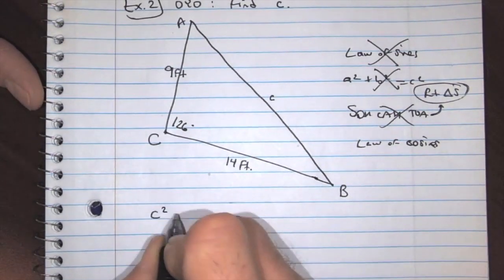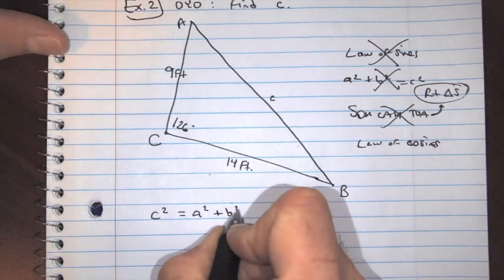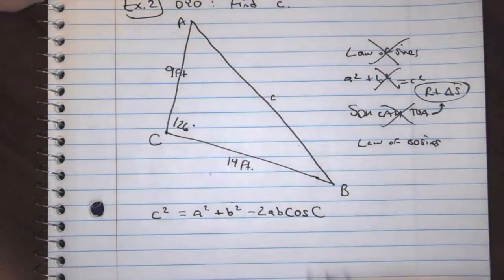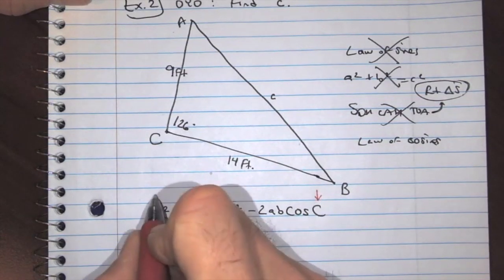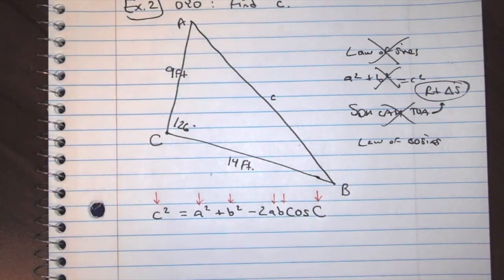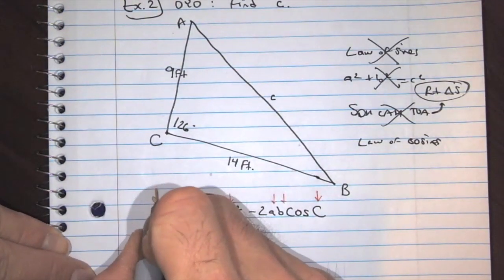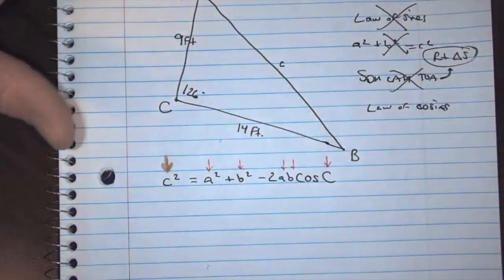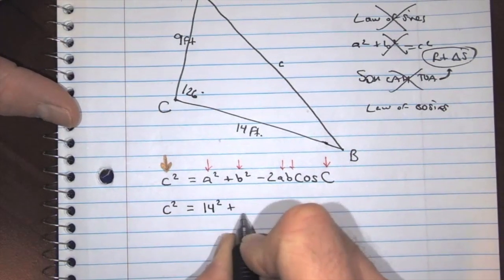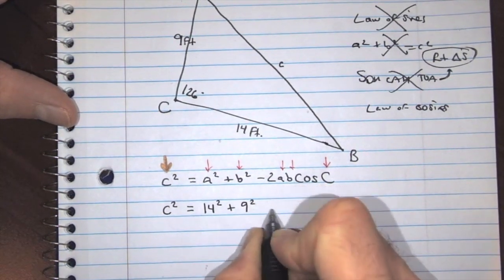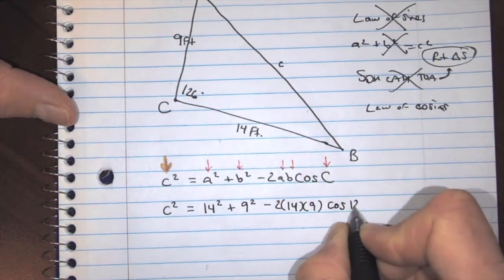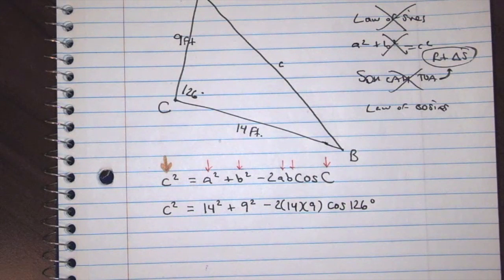Folks, I believe we're going to use this equation: c squared equals a squared plus b squared minus 2ab cosine of big C. Because I'm noticing that we have a big C. We're trying to find a little c, and I've got a little a, and I've got a little b. So I've got everything we need except this one. So, here we go. C squared equals a, where are you, a? 14 squared plus little b squared, where are you, b? 9 squared minus 2 times 14 times 9 times the cosine of 126 degrees.